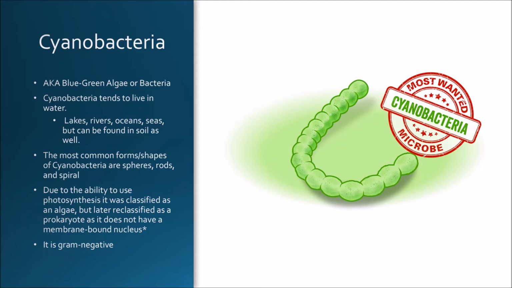It was originally known as an algae because of its ability to use photosynthesis, but because it lacks qualities that other algae and plants have, so it does not have a membrane-bound nucleus, and it doesn't have chloroplasts, they reclassified it into the prokaryotes, and it is one of the only prokaryotes that has the ability to use photosynthesis, though it's not the only one, and it is also gram-negative.